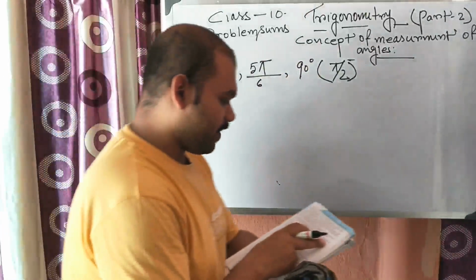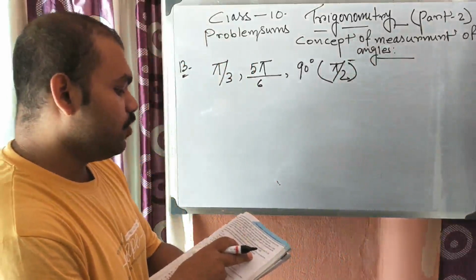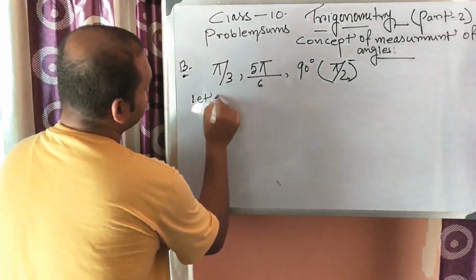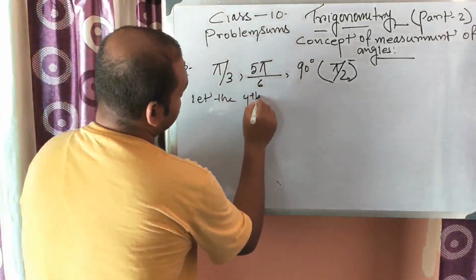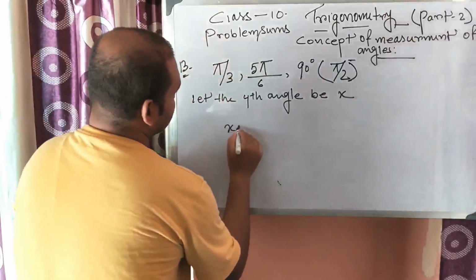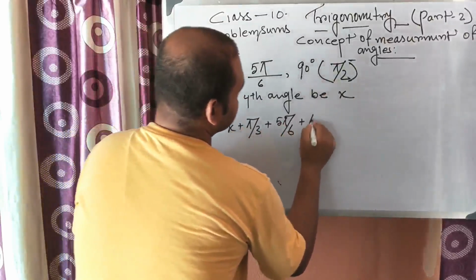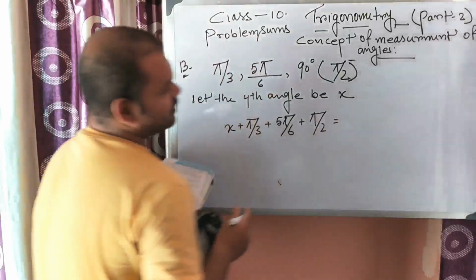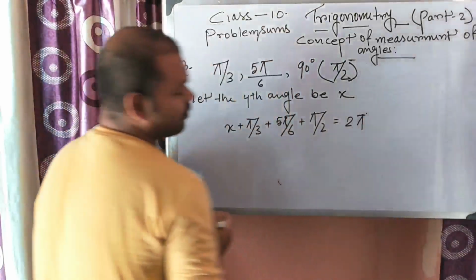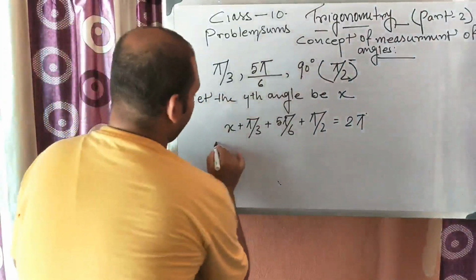So what we need to find out? Let us determine and write the sexagesimal and the circular value of the 4th angle. So let the 4th angle be x. So x plus pi by 3 plus 5 pi by 6 plus pi by 2 is equals to, what is the value? Total angle? Yes, 2 pi. Because sum of the 4 angles of a quadrilateral is 2 pi.